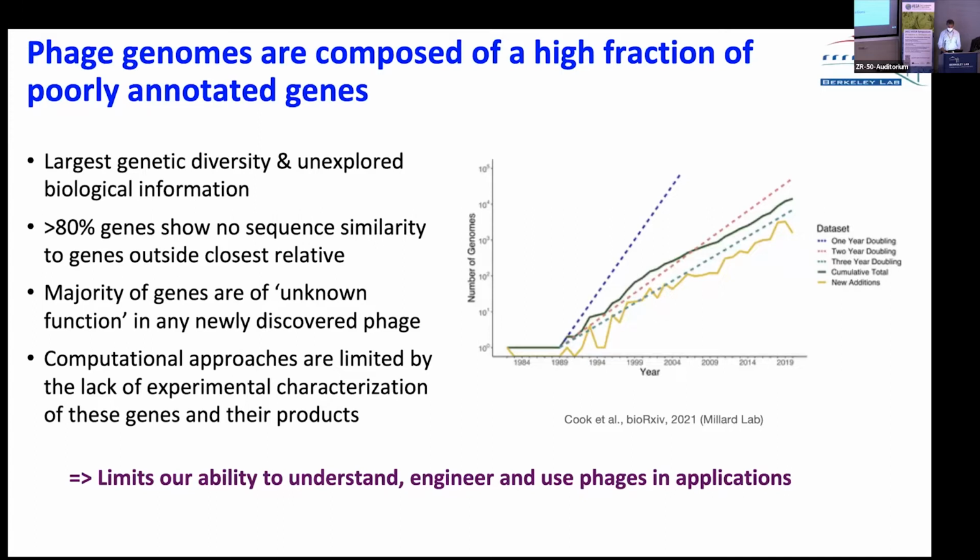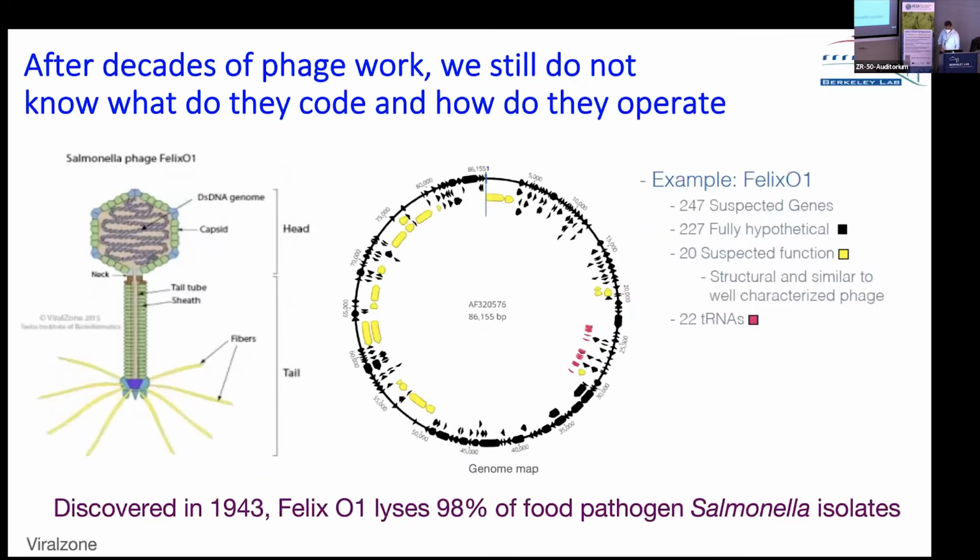That is one of the things that our lab works on. One concrete example is the Felix-01 phage, which kills more than 98% of Salmonella species out there, and is used for diagnostic purposes. But 60 to 70% of the genes of this phage, which is used in diagnostics, we still do not understand. So there are a lot of studies we can do all life long.